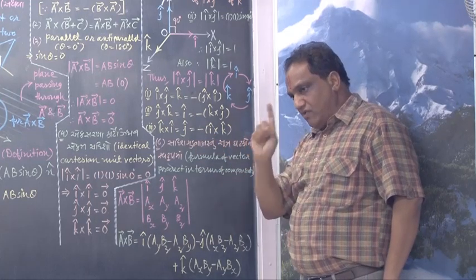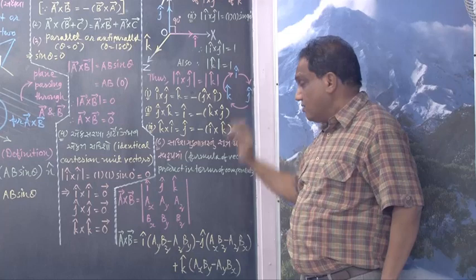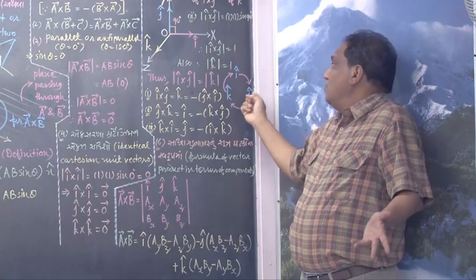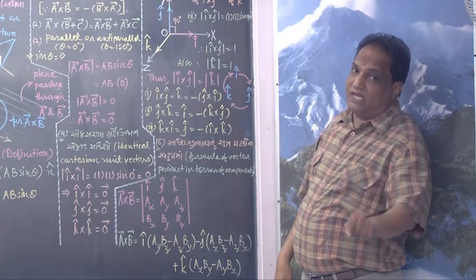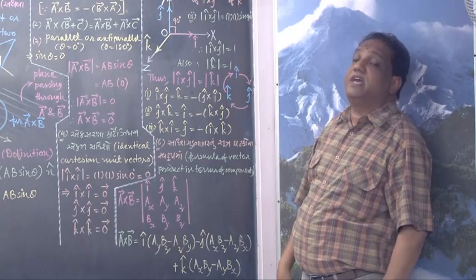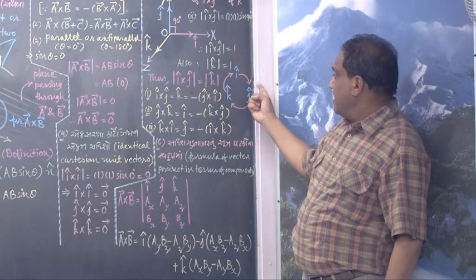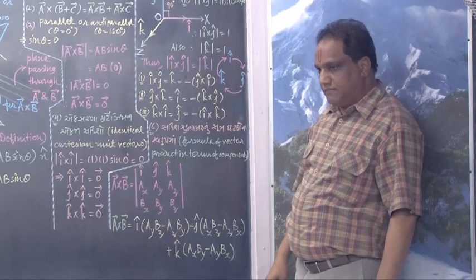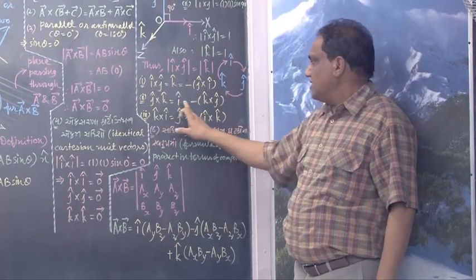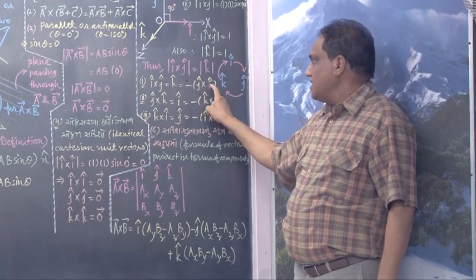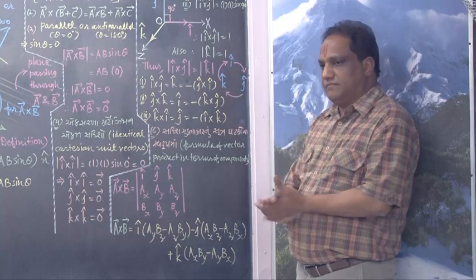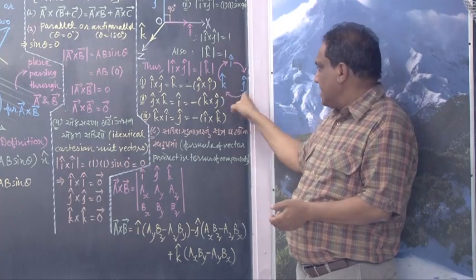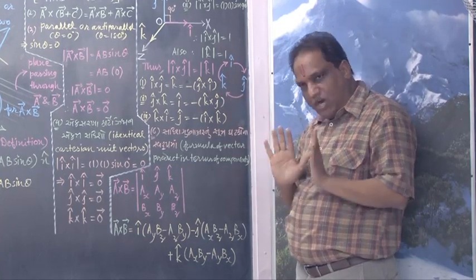And if you want to have those relations from here only, what you should do? You should move in the direction opposite to the arrow. Then the result is negative of the third vector. This way, J hat cross I hat is minus K hat. I hat cross K hat is minus J hat. K hat cross J hat is minus I hat. Got it?